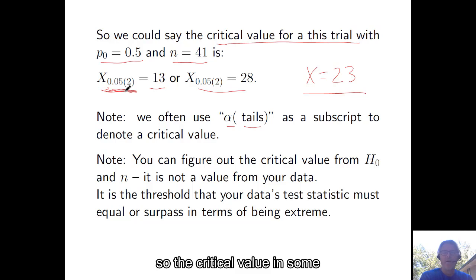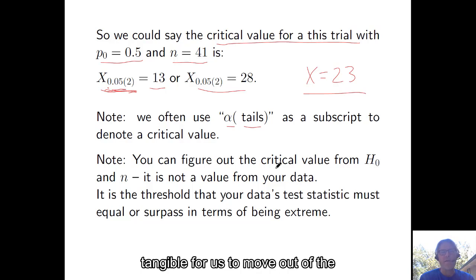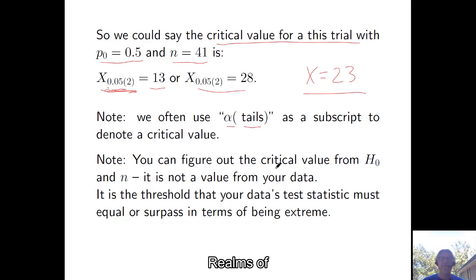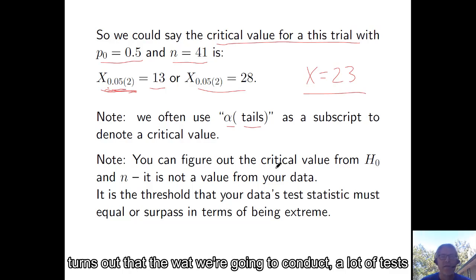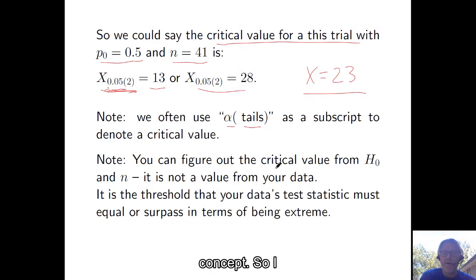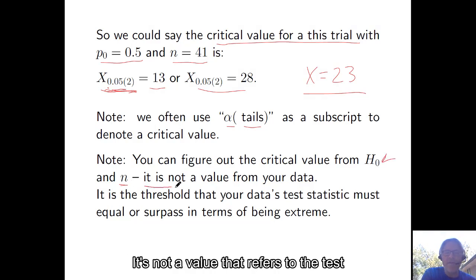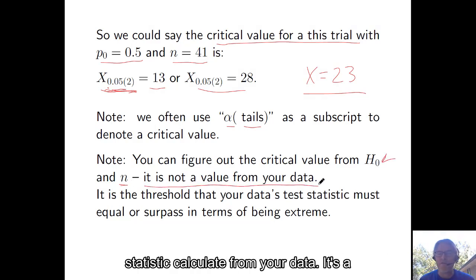Okay, so the critical value, in some sense, is a threshold, just like the alpha versus p, but it's kind of one that we can calculate just to make things a little more tangible for us to move out of the realms of probabilities. And it turns out that the way we're going to conduct a lot of tests is looking up critical values in tables in the book. So it's important to understand this concept. So remember, this is something that you can calculate from the null hypothesis and the sample size. It's not a value that refers to the test statistic you calculate from your data. It's a threshold for what your test statistic must exceed in order to get significance.